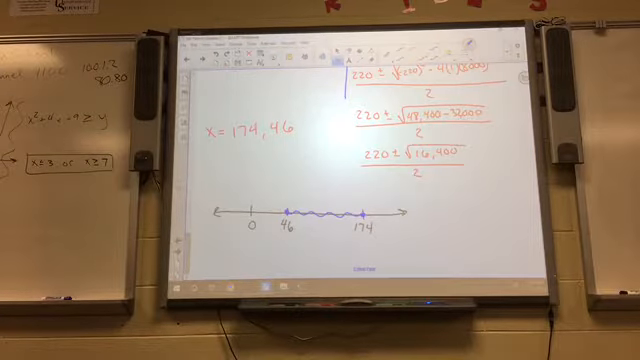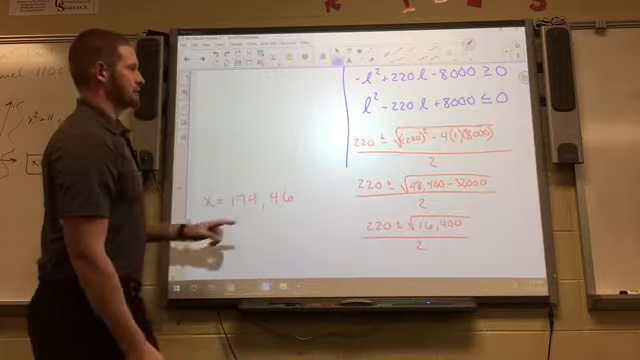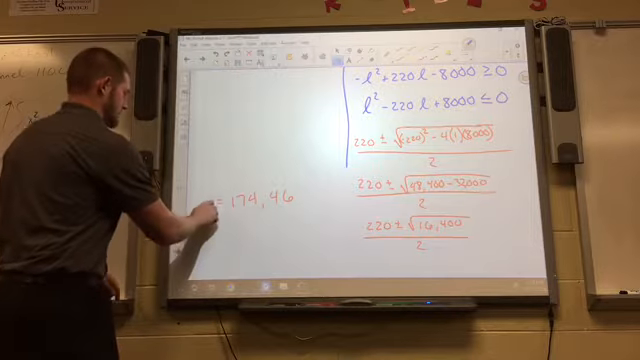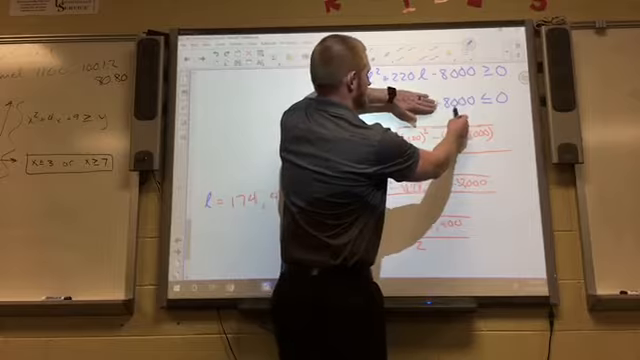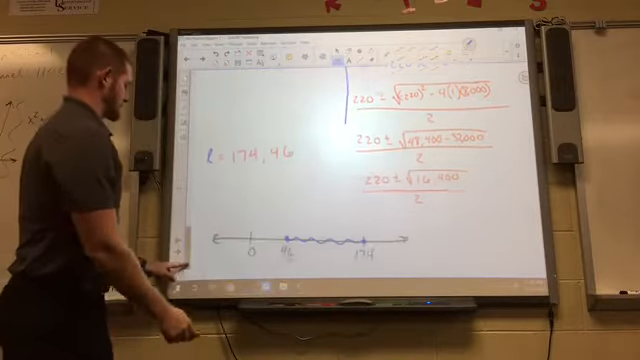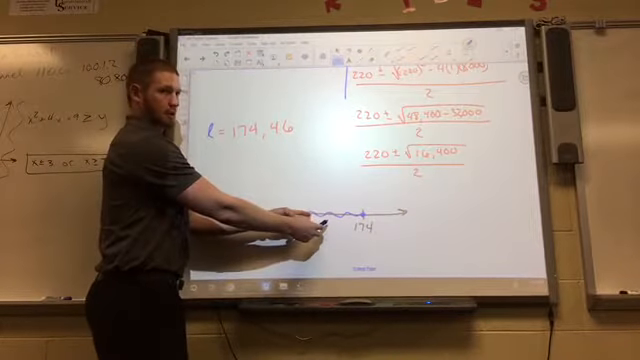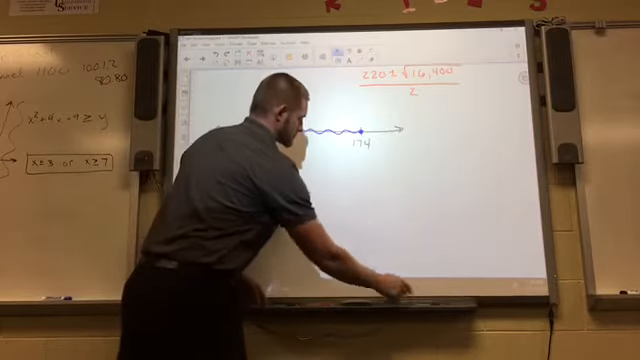If you didn't catch that, what should you have done? Plug in probably 0, right? If I plugged in 0 for L, I guess this was an L, not an X. If I plugged in 0 for L, is 8,000 less than or equal to 0? No. And 0 is on the outside, so we need to shade on the inside. Now, is that our answer? No. Of course not.